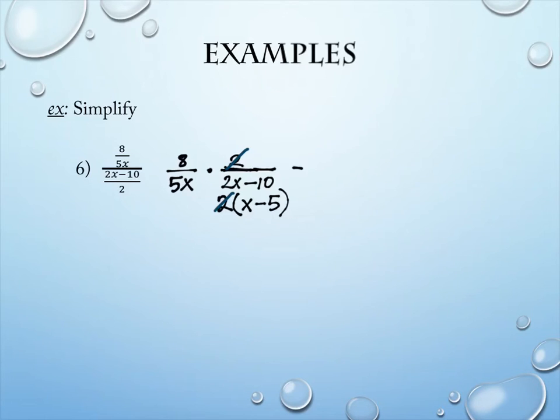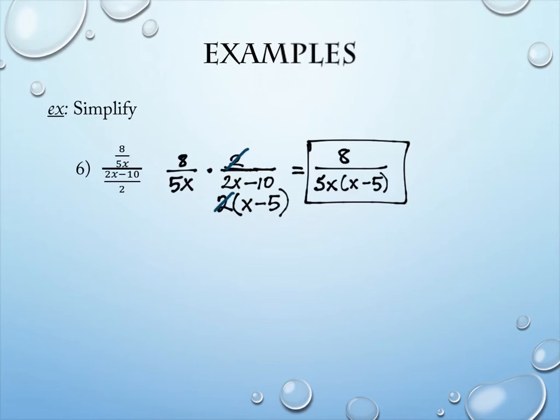That's the only thing that simplifies. So across the top I have an 8. Across the bottom I have a 5x, and I have an x minus 5. You could multiply them out if you wish, but you do not have to. If you leave it in this form, it's far more obvious that it's reduced than if it's multiplied out. You can see there's no way it simplifies. Does that make sense? Okay.